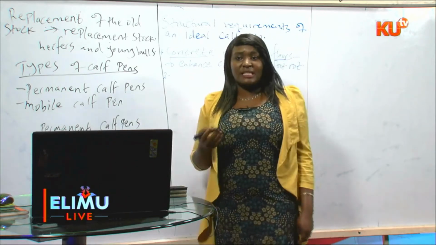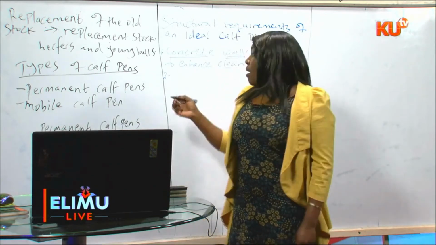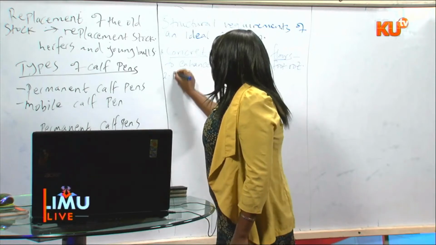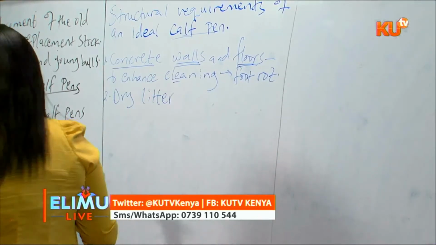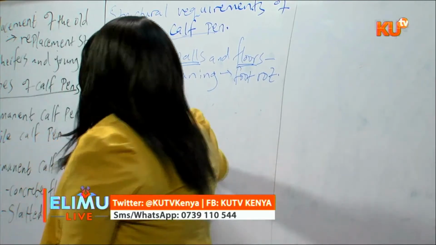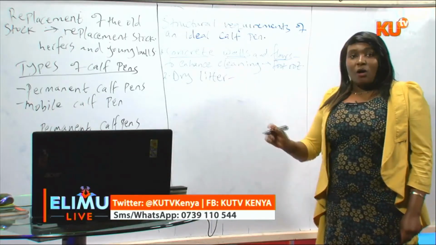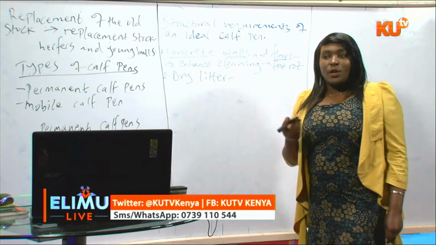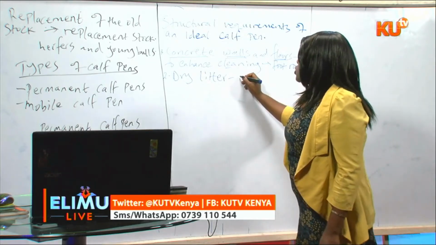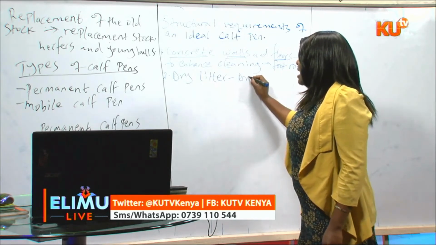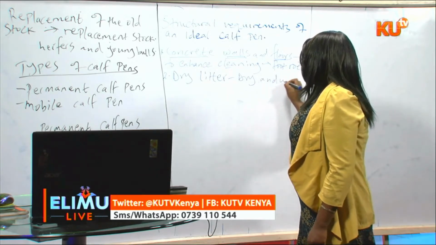And how do you ensure that it is dry all the time? Place dry litter. You place dry litter on the floors. Why do we place dry litter on the floors of our calf pens? This ensures that the calf pen is dry and warm.